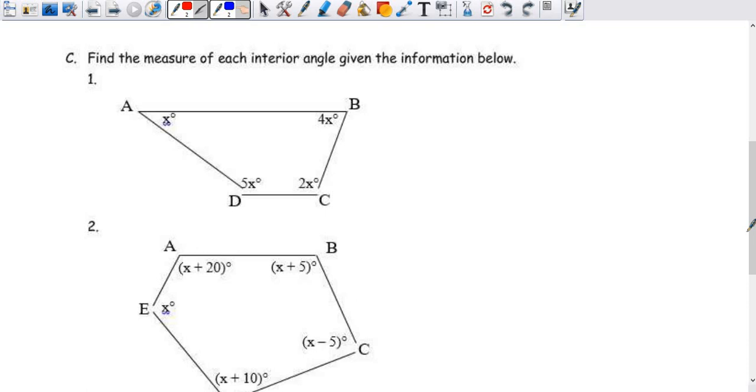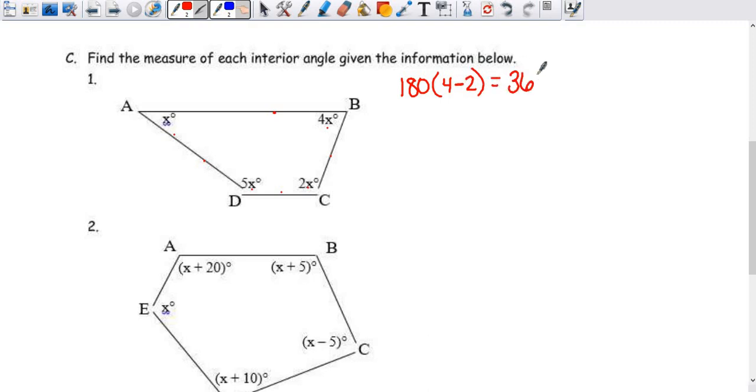Let's go on to section C. Find the measure of each interior angle given the information below. Okay? Now, this is not a regular polygon. These are all going to be different angles, different sides, okay? But in order to add up all these, I'm going to do it similarly to what we've done with triangles, but I need to find out what the sum of all of these will be. So 180 times, I know this has 1, 2, 3, 4 sides.